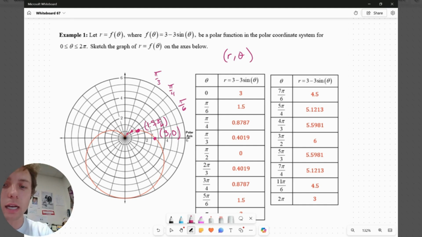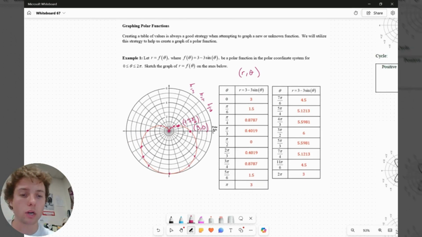We make these dots, we rotate in between them. At pi over 2, we're at a value of 0. We're at the origin. And then we start to rotate to the other side. As we do that, this graph just ends up going around and around until each of these different spots have been found. So there is our graph. That's how graphing these functions works.